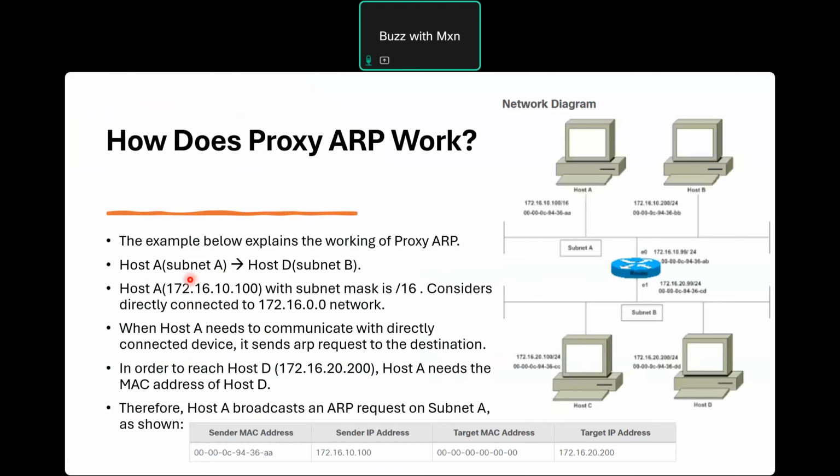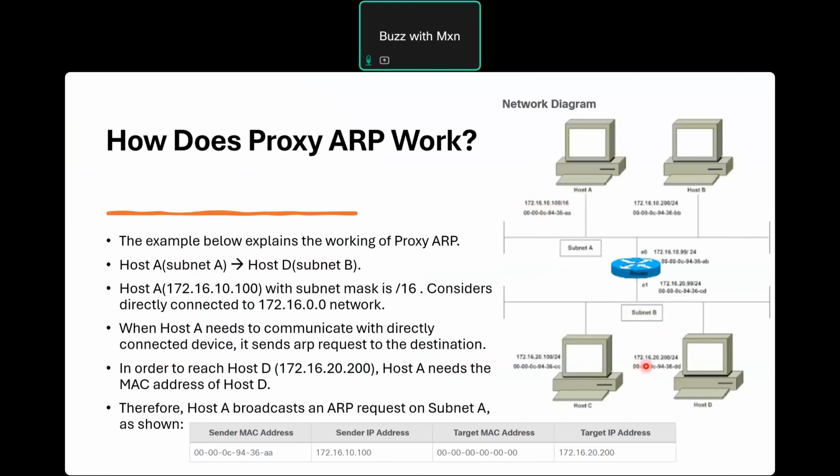So host A is trying to communicate with host D that is present on subnet B. And look at host A, it's present on subnet A. You must be able to see it. And it wants to communicate with host D. Host D is present in subnet B. The IP address for host A is 172.16.10.100/16.